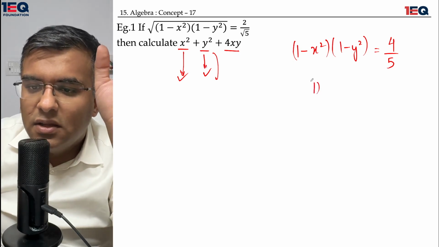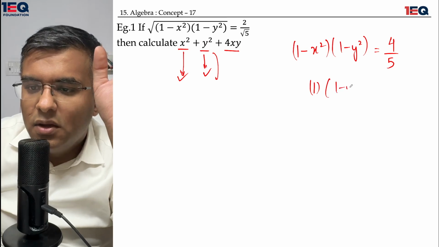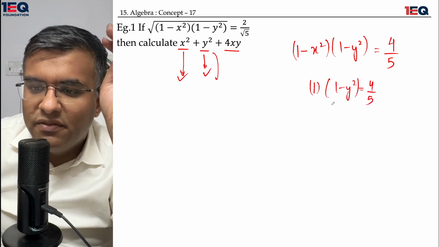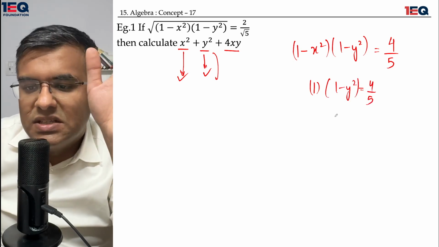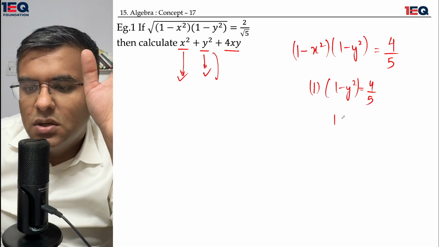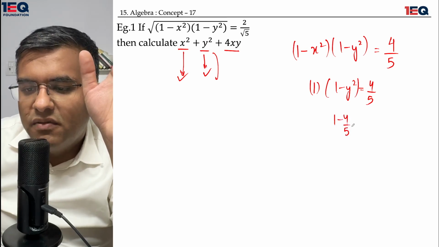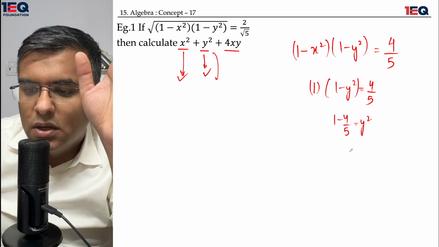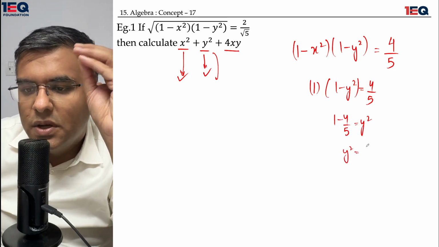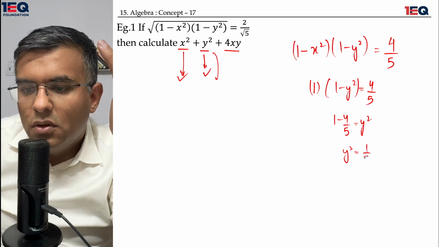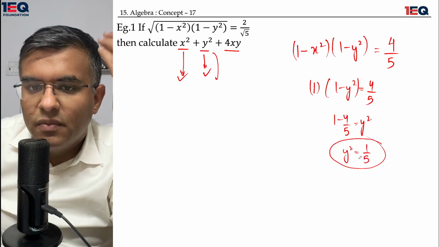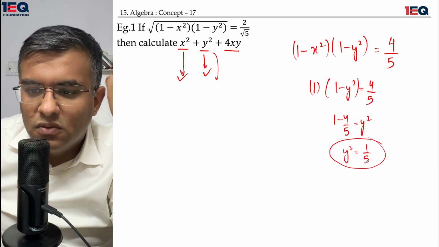When I say that, the 1 stays in one bracket. 1 minus y square is equal to 4 by 5. So this thing is going to change: 1 minus 4 by 5 is equal to y square, and the value of y square is equal to 1 over 5.